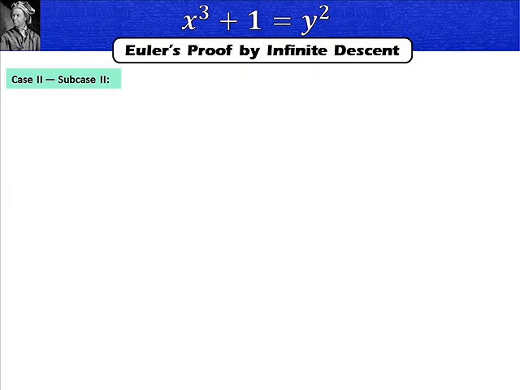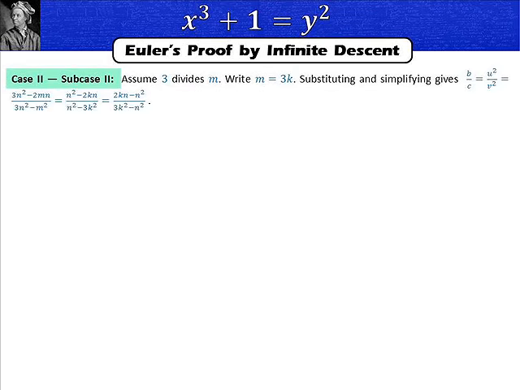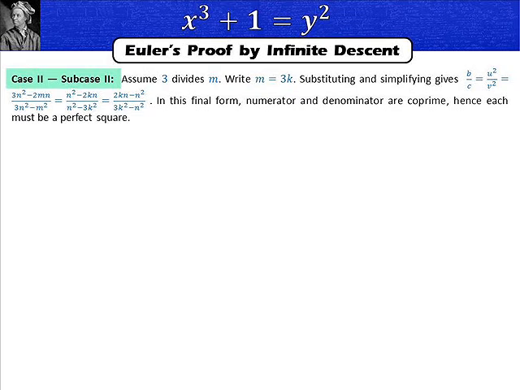Case 2, Subcase II. Assume 3 divides m. Write m equals 3k. Substituting and simplifying gives b over c equals (n squared minus 2kn) over (n squared minus 3k squared), or (2kn minus n squared) over (3k squared minus n squared). In this final form, numerator and denominator are coprime, hence each must be a perfect square.